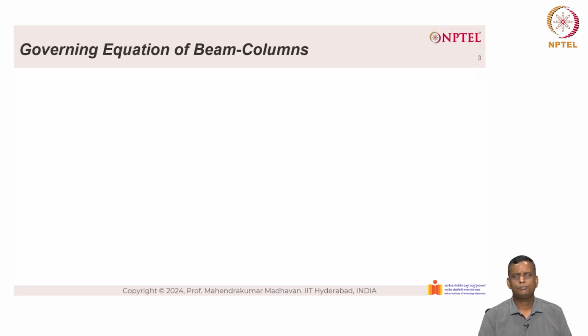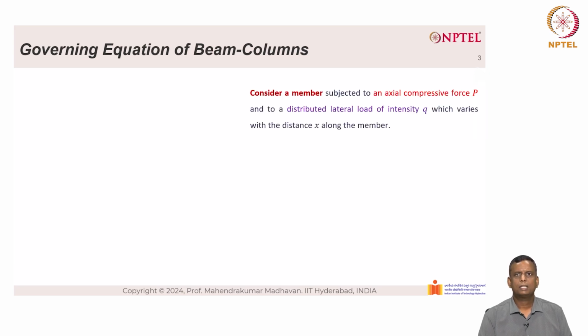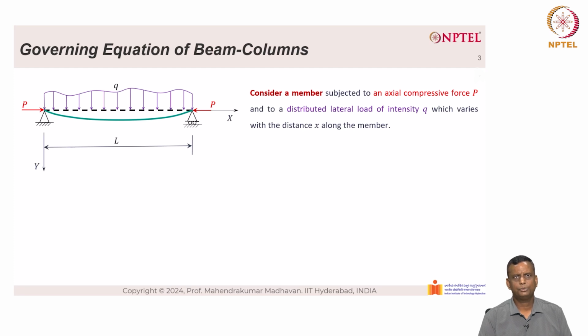Before we proceed further, I would like to explain the concept of beam columns. A beam column is a member that is simultaneously subjected to axial force as well as transverse loads. Consider a member subjected to an axial force P and to a distributed lateral load of intensity Q, which varies with the distance x along the member. You can see that there is an axial force, and then there is a lateral force Q leading to the deflected shape, as you can see in the figure on the left side. The length of the member is L, and the axes are shown as it is.